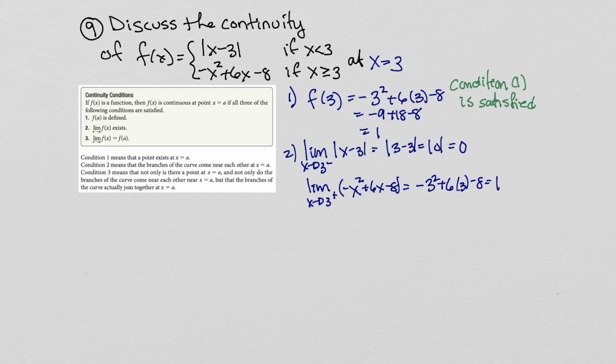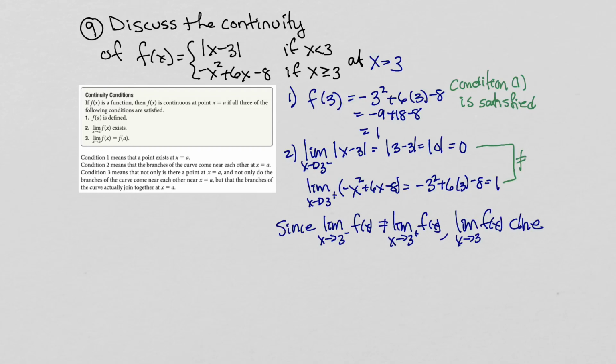Now let's check the left limit and the right limit. The left limit is 0, the right limit is 1. These are not equal, so condition 2 fails. The limit does not exist. I'm going to state here why it's happening. Since the limit from the left is not equal to the limit from the right, we're going to conclude that the limit does not exist. And because the limit does not exist, condition 2 fails. I'll write that right here.